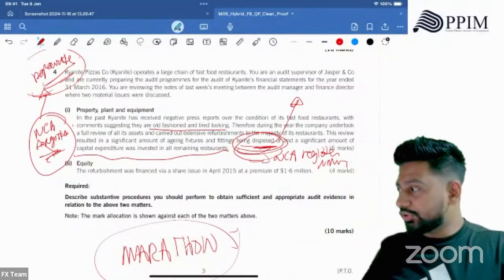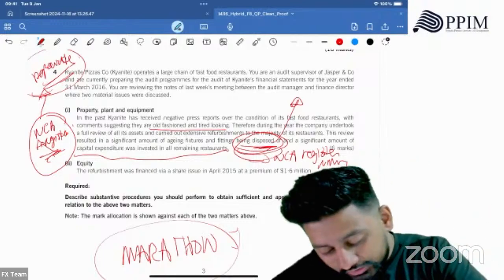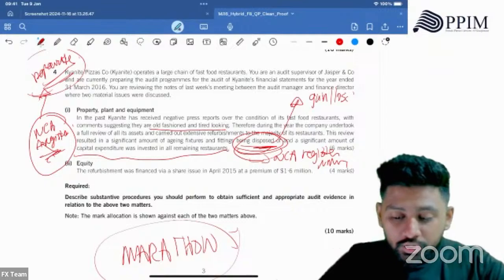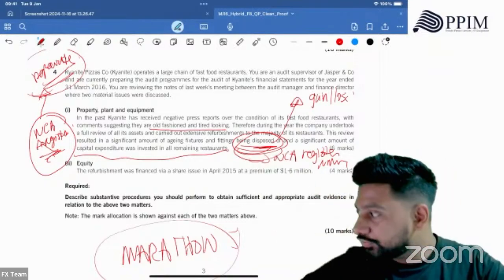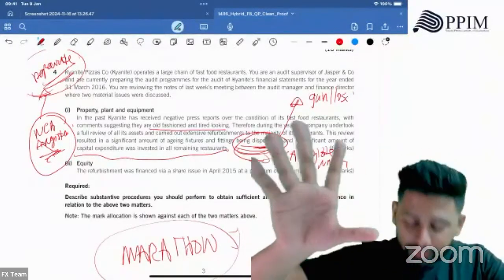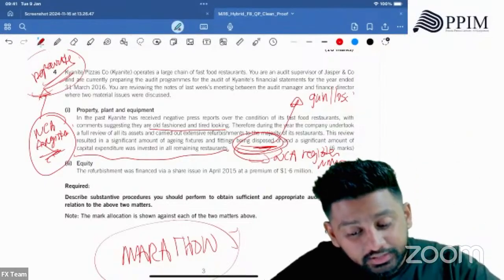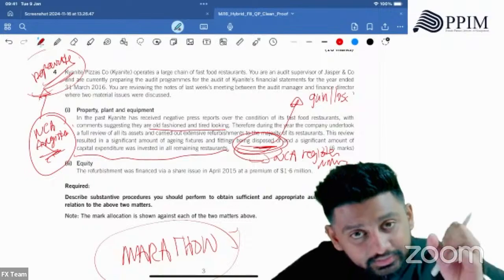What happens when you dispose? Brilliant, Abdullah. Disposal gain or loss. What do you do? You will calculate disposal gain or loss for a sample of assets. Well done, Minodi. Calculate disposal gain or loss for a sample of assets to confirm that they are accurate.